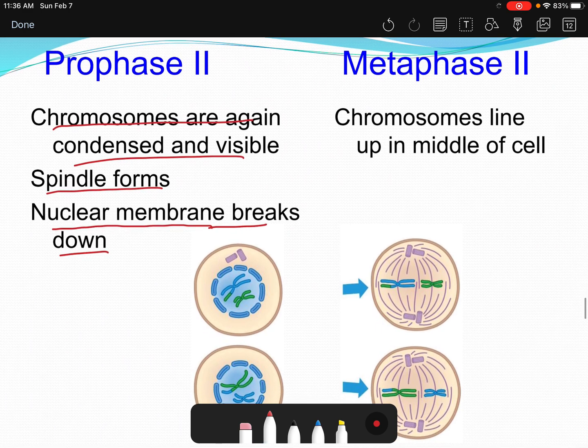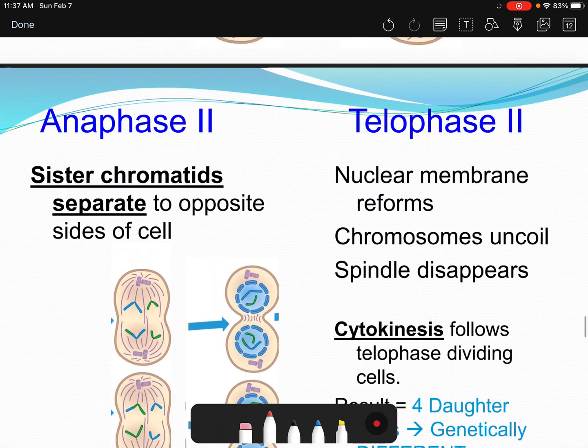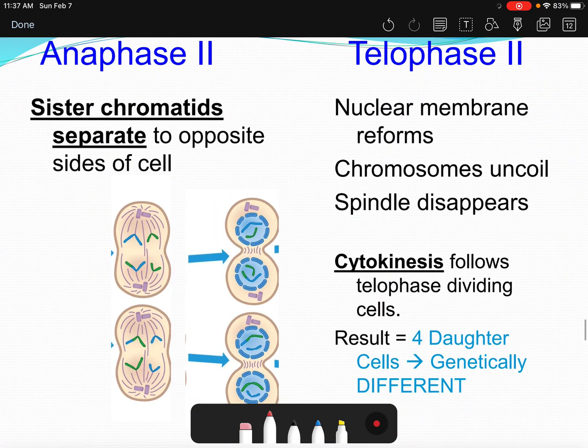In metaphase 2, the chromosomes line up in the middle of the cell. Notice there's no pairs to line up like we had in metaphase 1 because we've already separated the homologous chromosomes. So they line up in the middle just like they did in mitosis. In anaphase 2, the sister chromatids are pulled to the opposite sides. You see that happening here, okay? And then in telophase 2, the cleavage furrow forms. It starts to pinch in.